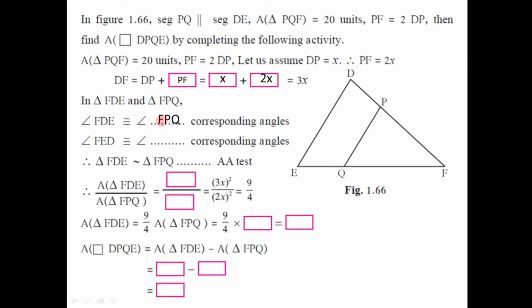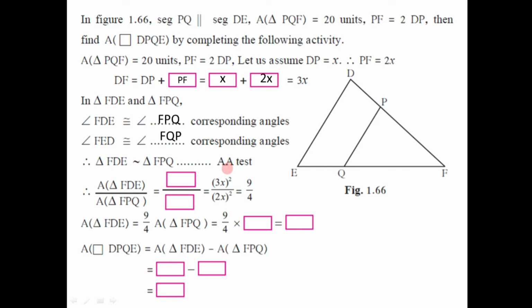So by that, we have angle FDE congruent to angle FPQ. In the same way, we have another pair of corresponding angles, angle FED, whose corresponding angle is FQP. These are the corresponding angles. Now for these two triangles, triangle FDE and triangle FPQ, two pairs of corresponding angles are congruent. That's why these two triangles are similar by AA test.